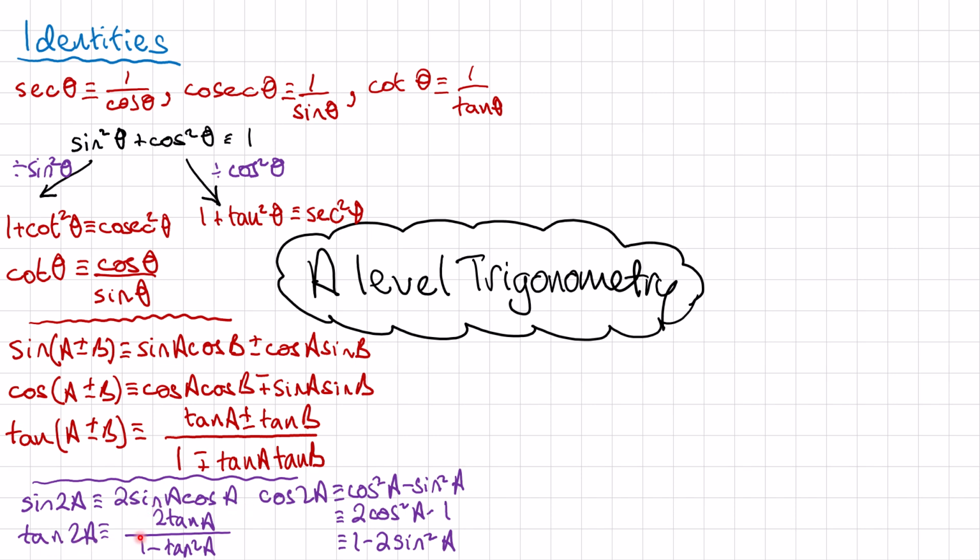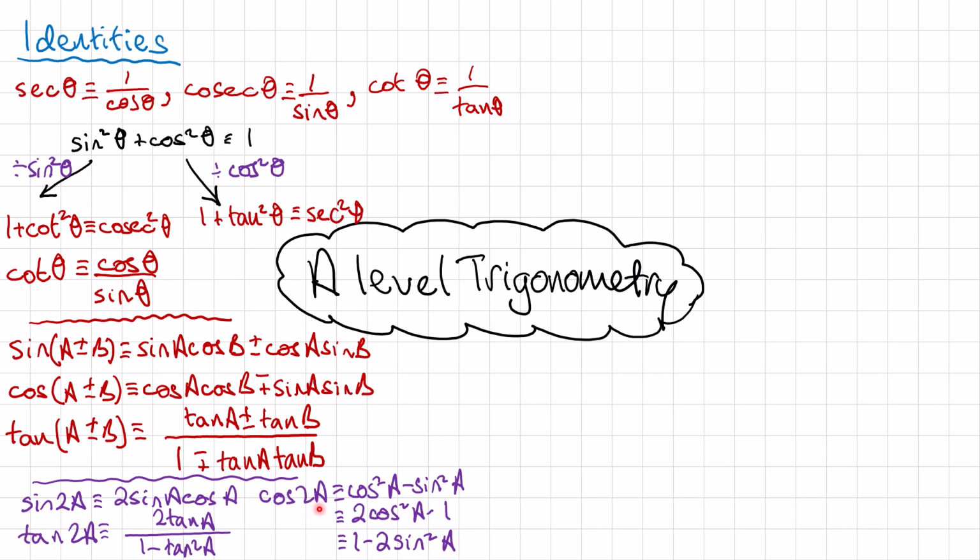Tan 2A will become 2 tan A over 1 minus tan squared A, because we're using the plus here. Now remember, that tan squared A could be replaced with sec squared A minus 1 if you needed to.